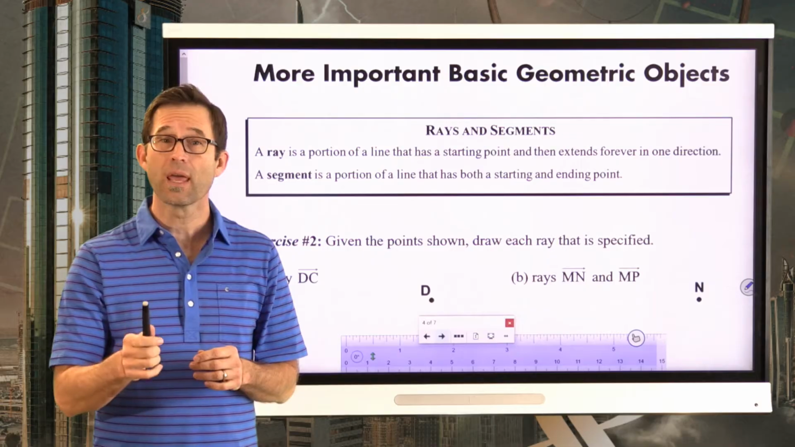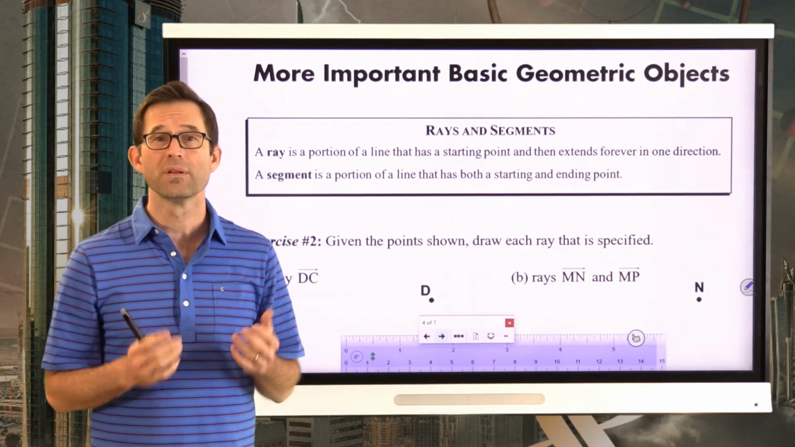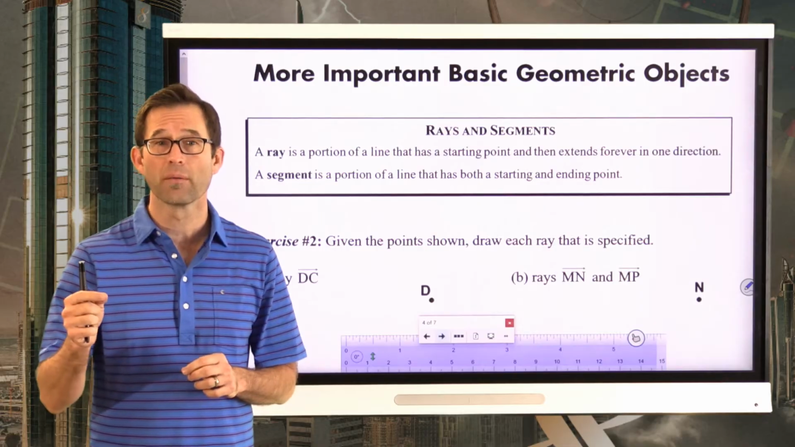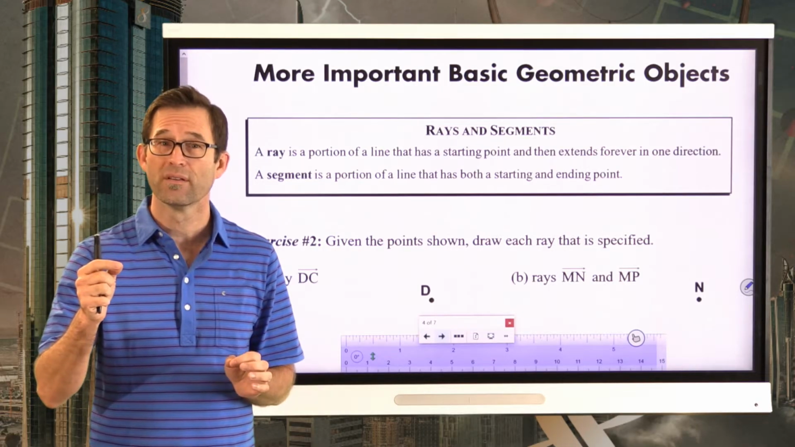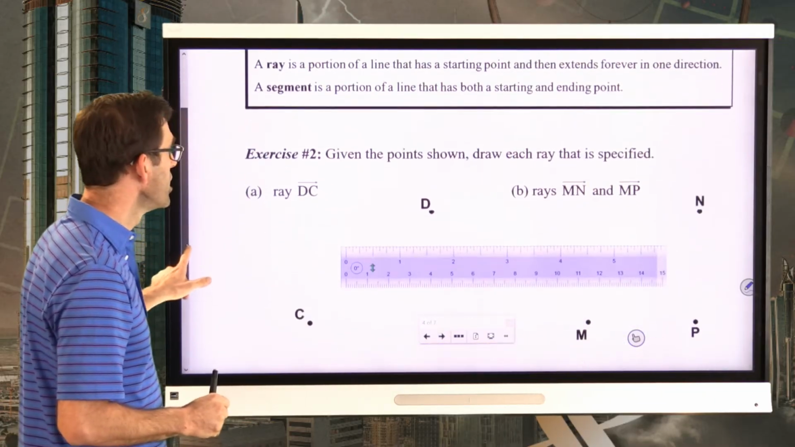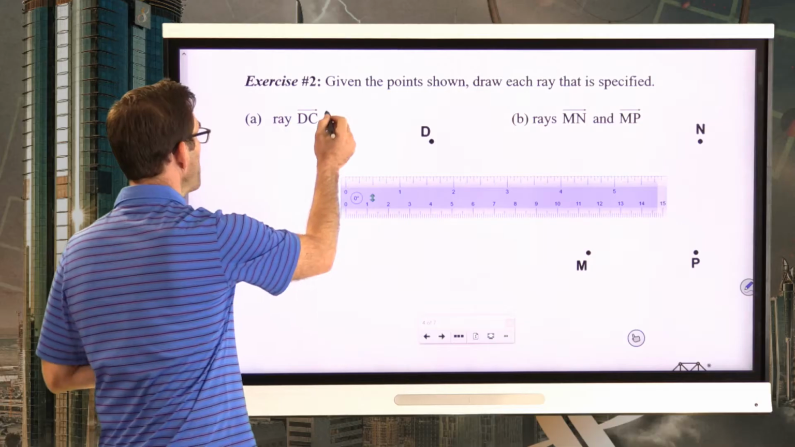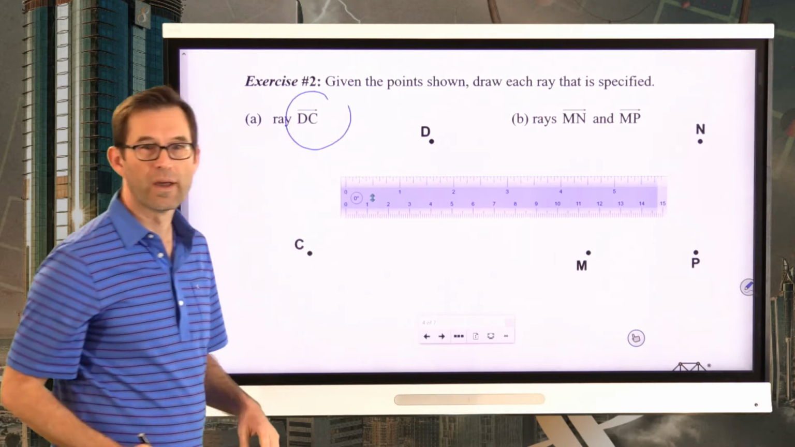Now, the most understandable of all portions of a line, I think, is a segment. A segment is a portion of a line that has both a starting point and an ending point. So let's take a look at exercise number 2. Given the points shown, draw each ray that is specified. All right, well, take a look just for a moment at this thing, right?